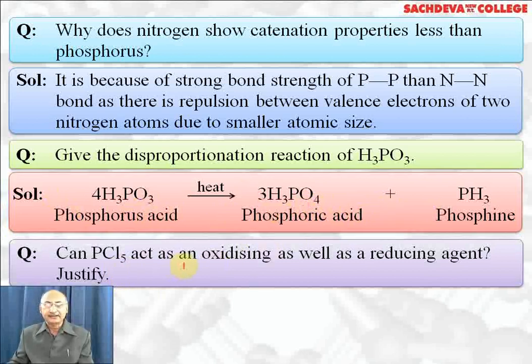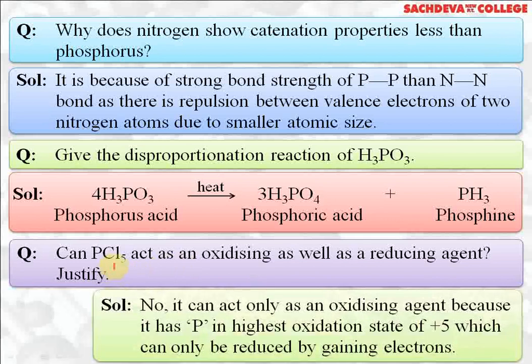Can PCl5 act as oxidizing as well as reducing agent? Justify. Answer is no. In PCl5, phosphorus is in highest oxidation state, that is plus 5. So it can gain electron to show lower oxidation state. It cannot go to higher oxidation state, so it can only act as oxidizing agent but not reducing agent.